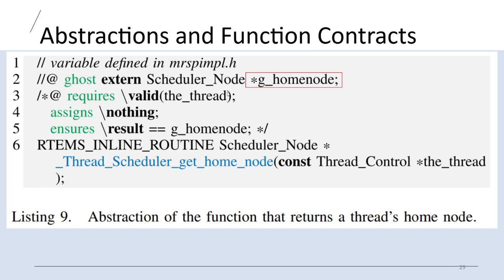Instead of tracing the complete call and macro hierarchy, they declare a global ghost pointer G home node of the type scheduler node to represent the executing thread's home scheduler node in the context of the verification.